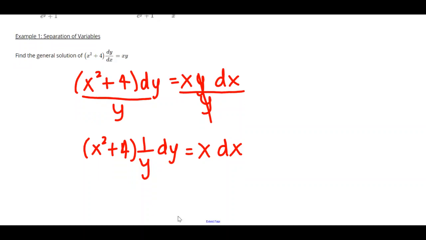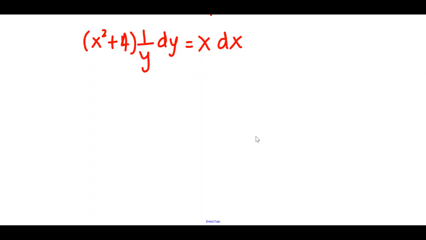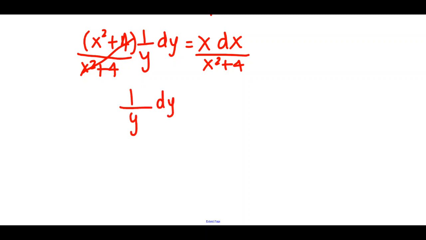Now I want to move the x squared plus 4 to the other side, so we're going to go ahead and divide by x squared plus 4. So it can cancel, and then we put it over here as well. So my new equation is 1 over y dy equals x over x squared plus 4 dx. Now I have it completely separated. All my y's are separated from all my x's.